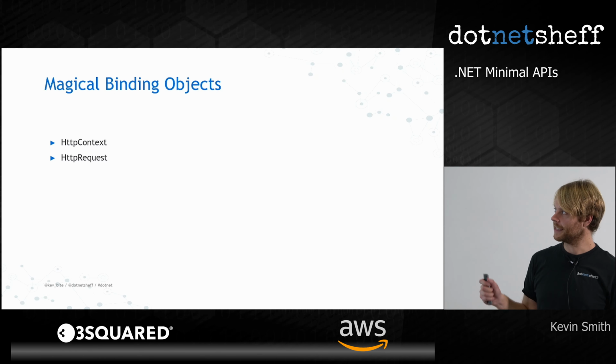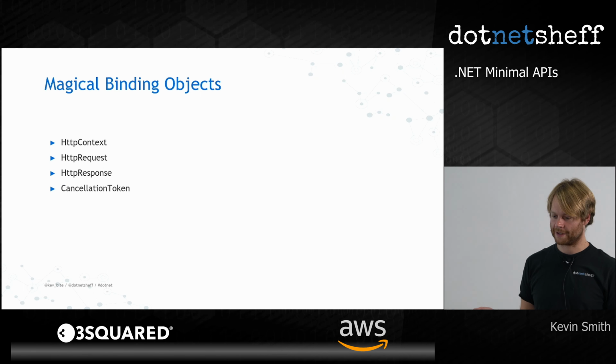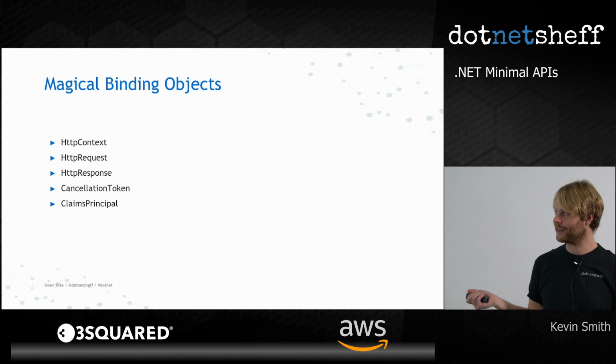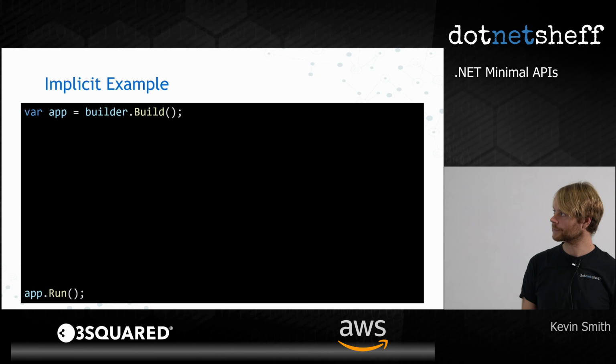So these are kind of magical ones that get bound by default. So these are HttpContext, HttpRequest, HttpResponse, the CancellationToken, and the ClaimsPrincipal. So as you can imagine, for the same reason as before, we don't have a base controller to work with. So you can't just do this.Context to get the context and to get the request and the claims principal. So if you do this.User, you'll get the claims principal. But we can just inject them into our function. It'll pass them in magically for us.